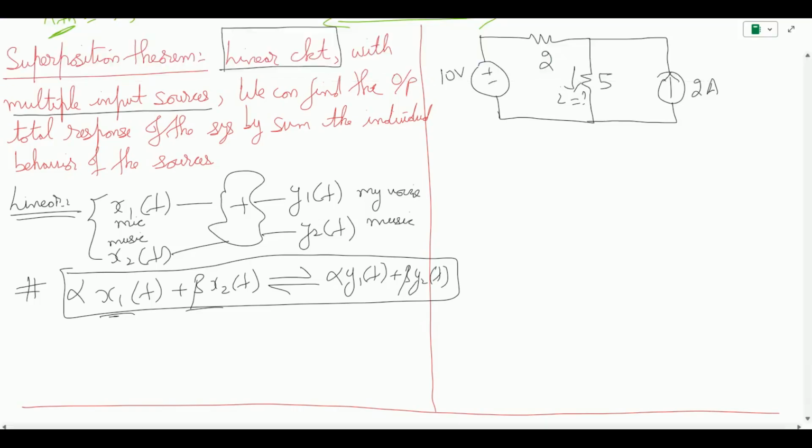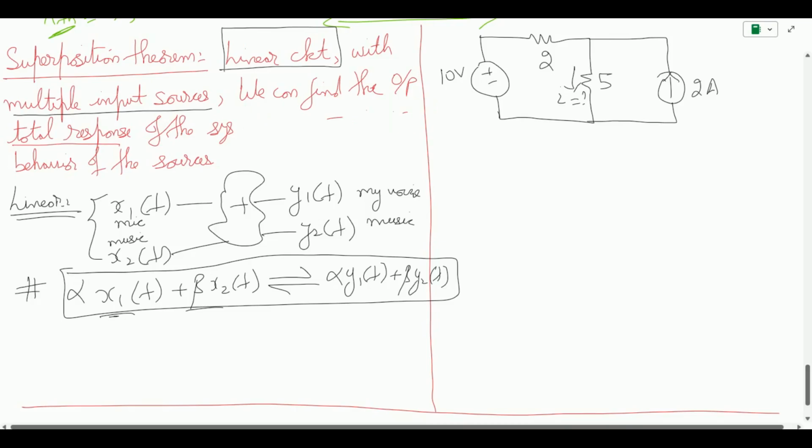We can apply KVL, KCL, node voltage or mesh currents, but we can also apply the superposition principle: if you want to find the total response, you just take the sum of the individual responses. So how can we do this? The total response is the sum of the individual behaviors of the sources. Let us solve this individually using the deactivation method. Deactivation means that whenever you have independent sources, you make them zero.